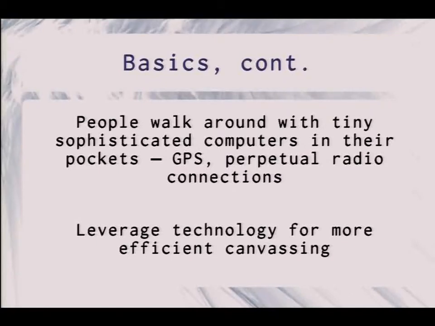Lots of us walk around with this really sophisticated tiny little computer in our pocket. It's got all sorts of radio connections, and most of them have GPS chips now. So you have radio connections with Wi-Fi, mobile data, and the cell tower, and things like Android and iOS use that to pinpoint you. You can know someone's location very closely in an area and see how they move. You can also write custom programs for them. The big point of this is you can really leverage this technology for lots of awesome, efficient canvassing.